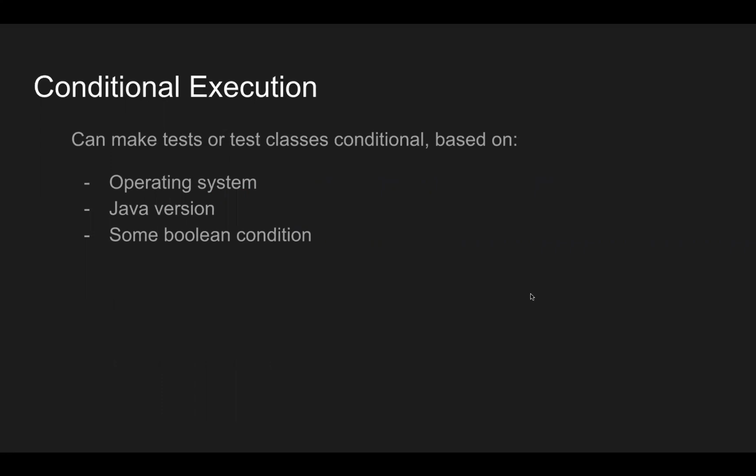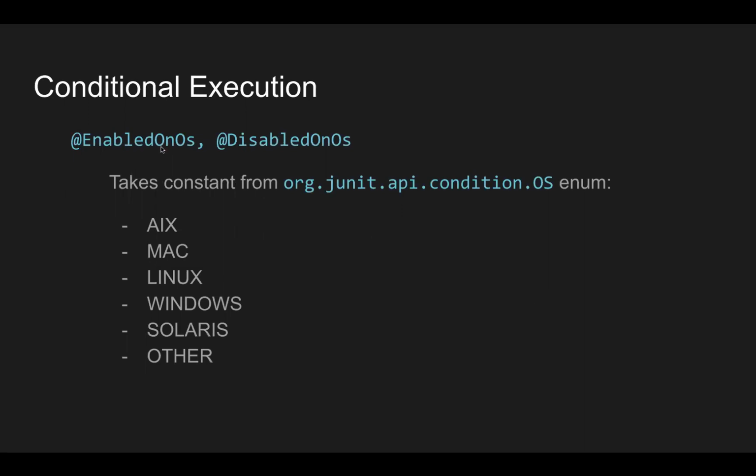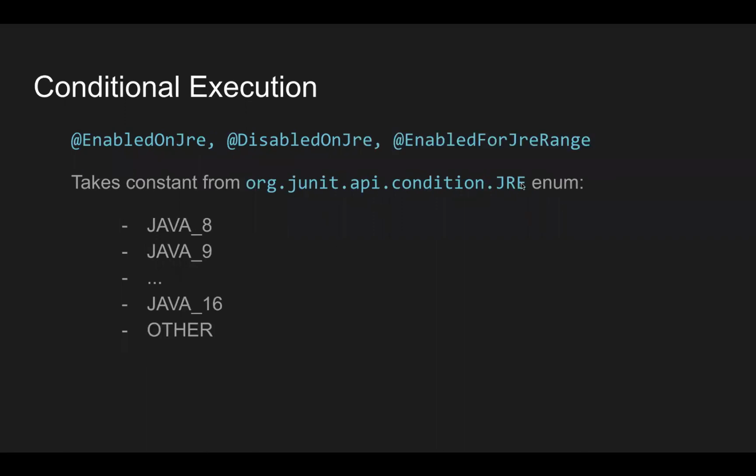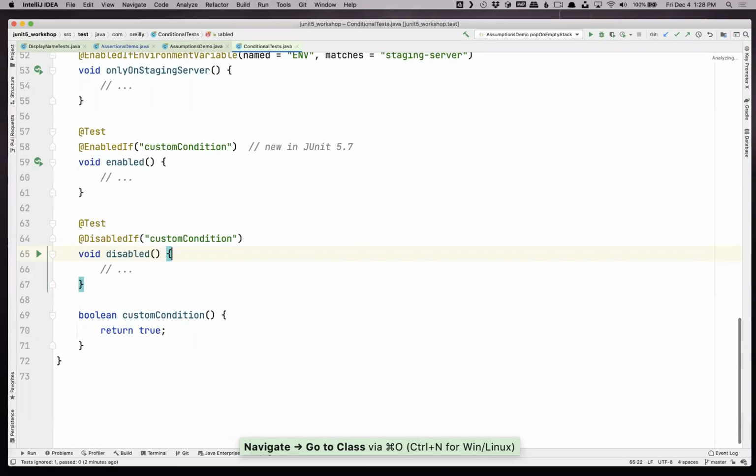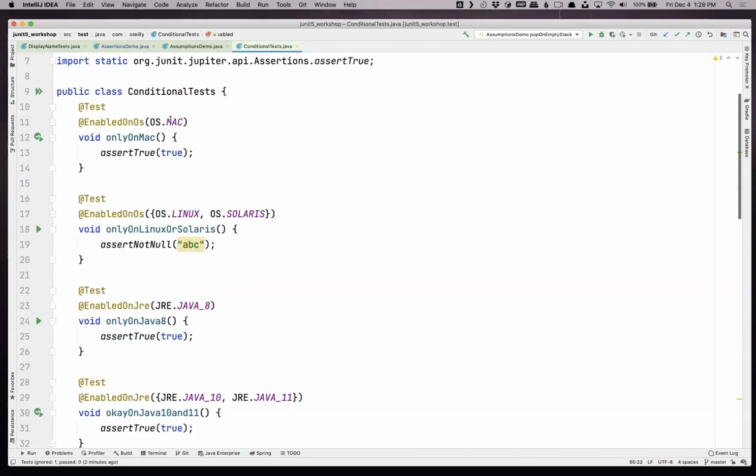Now, here's another neat thing in JUnit, and I really like it because this is incredibly easy. What they've done is they have these annotations now called enabled on or disabled on operating system or JVM version, also system properties and environment variables. So there's an OS enum that has operating systems, and there is a JRE enum which has Java versions. If I show an example here, this is my conditional tests. This is enabled only on a Mac, so this will run on mine. This is enabled on Linux and Solaris only.